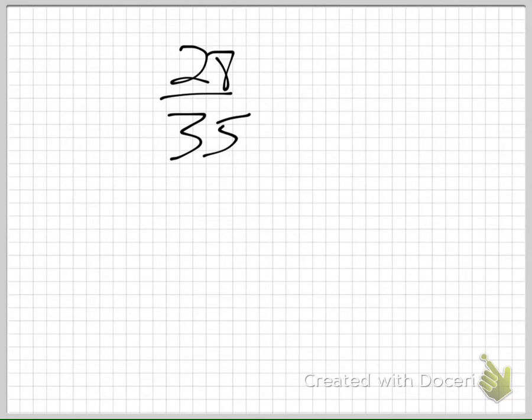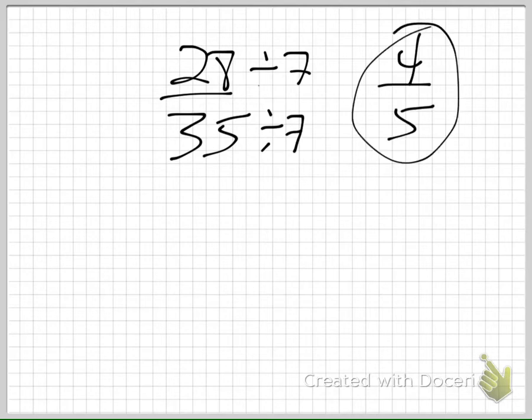All right, you should be done. What is a factor of 28 and 35? 7. Divide this by 7. Divide this by 7. That is 4/5. Did you get 4/5? Yeah. Did you all get 4/5? Okay.